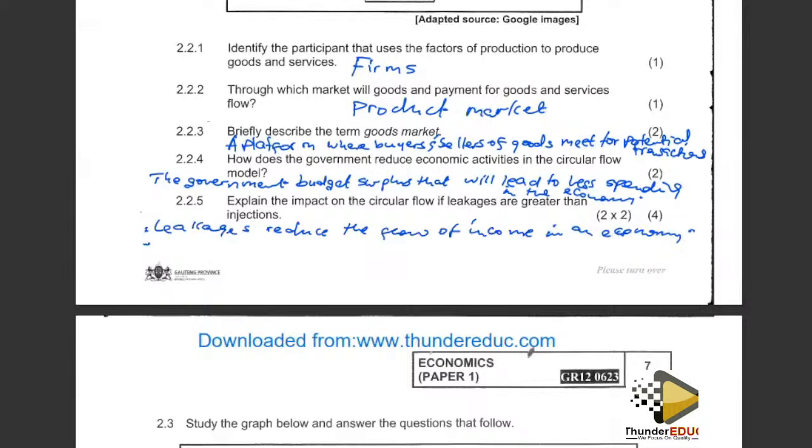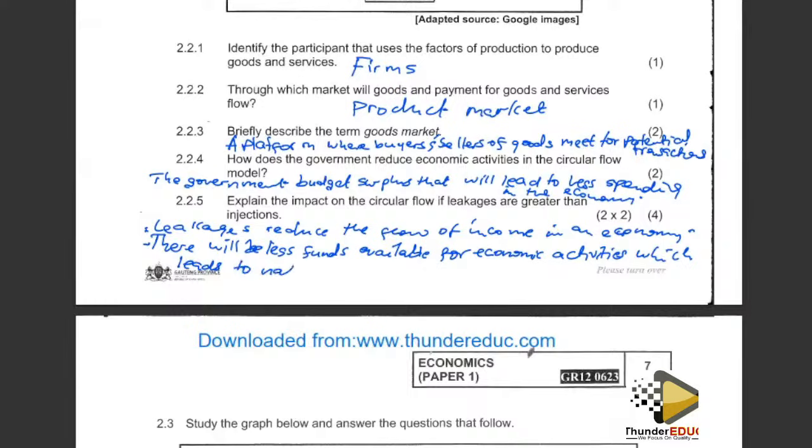Okay, right. So now since we have 4 marks, the expectation is to come up with how many points? 2 points. So now also we can say there will be less funds available for economic activities, which leads to national income decreasing. What do you mean by national income? That is an income for the country. So now we are saying that there will be less funds available for economic activities, which leads to national income decrease.